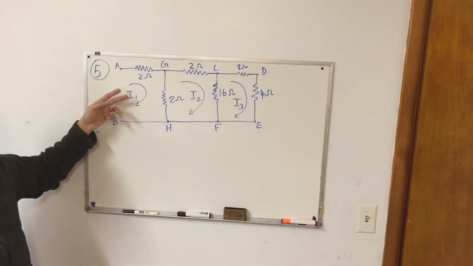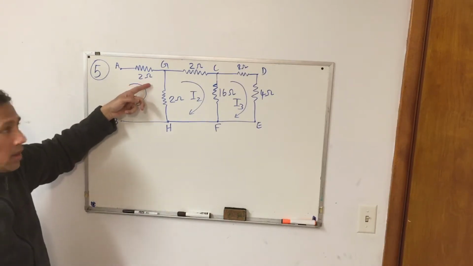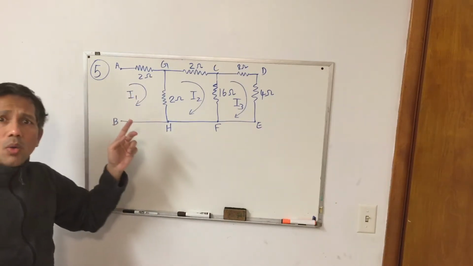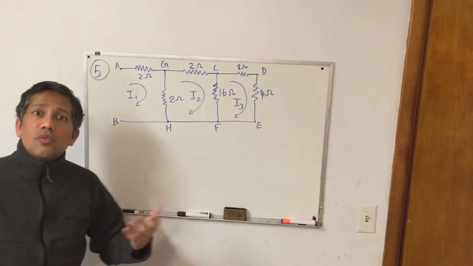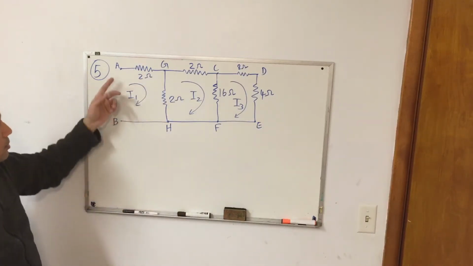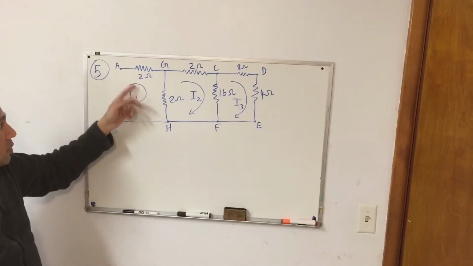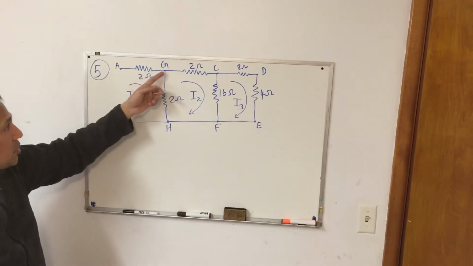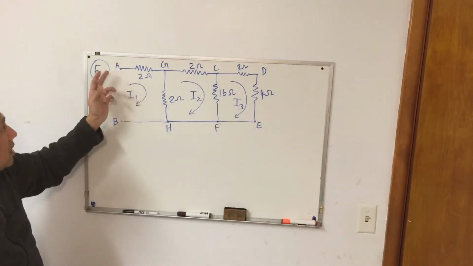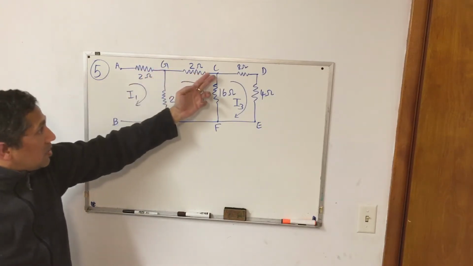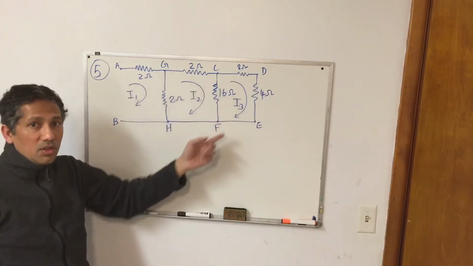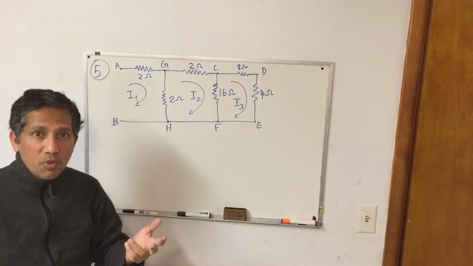The problem is, I go through the 2 ohm resistor, and if I go through the 2 ohm resistor, I lose potential 2 times I1. But wait a minute, I do not know what the value of I1 is. What do I do? What if I take another path? How about going from A to G to C to F to H to B? What if I take this loop and use the same principle as in problem 4?